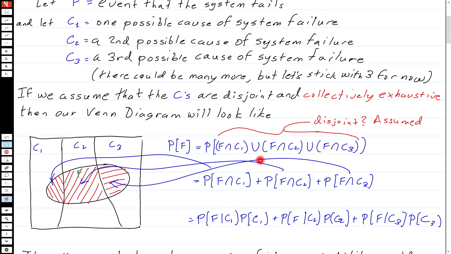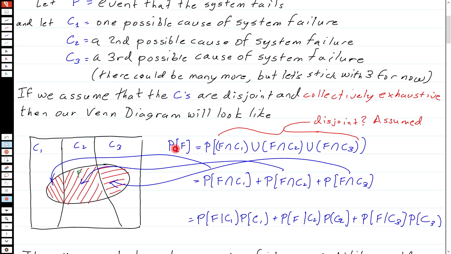I'm seeing unions here, so I ask the question, are these disjoint? For the total probability theorem to work, we have to assume that these are disjoint. I'll show you later what happens if they are not disjoint. It's very possible in general that we could have multiple causes taking place at the same time that could lead to system failure. But let's for the time being assume that these causes are disjoint so that this union turns into a plus sign for each union.